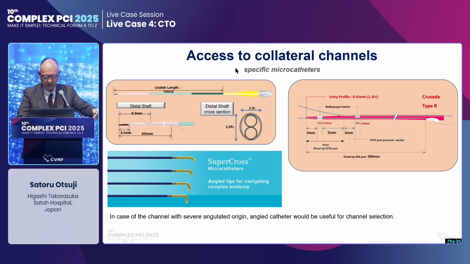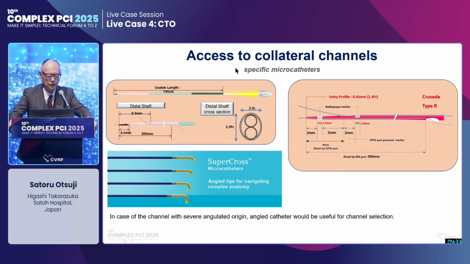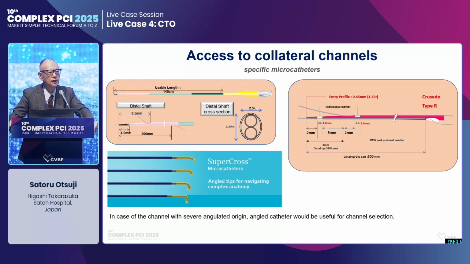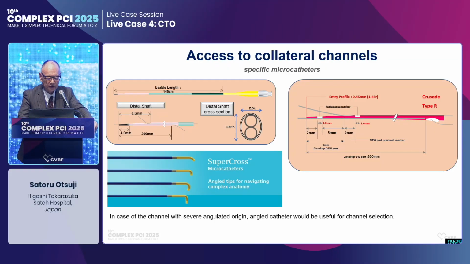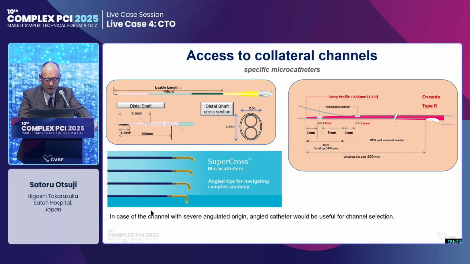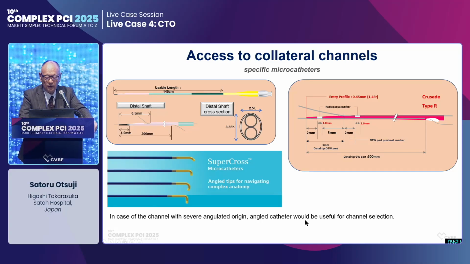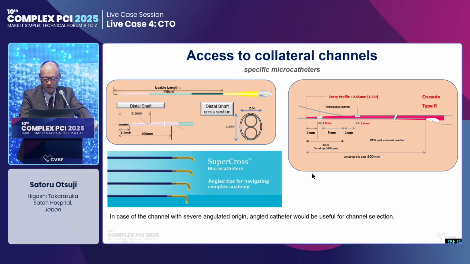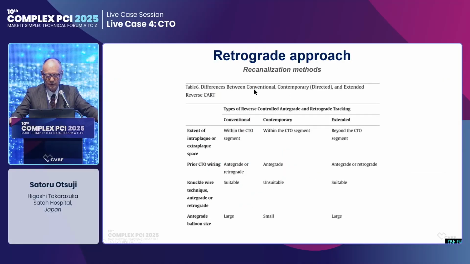And we use a double lumen catheter. Only in Japan can we use the double lumen catheter. But in other countries, this type of angle catheter is, I think, especially useful for channel selection with a severe angular origin. This is a retrograde approach.